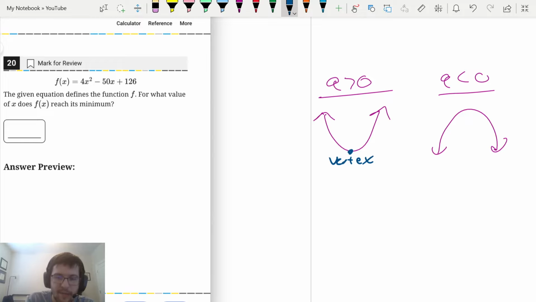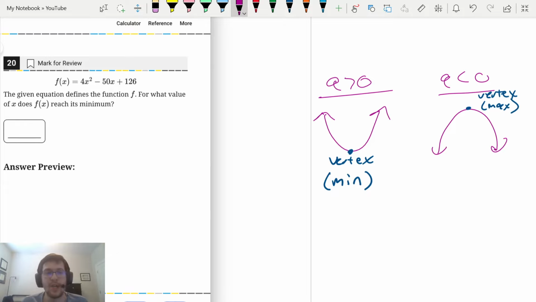So when it's facing up, the vertex is at the bottom, so the y value represents a minimum. And when it's at the tippy top like this, the y value is a maximum. So you got to know this little drawing that I just put. You got to know that by heart. And anytime you see mention of minimum or maximum, they're asking you to find the vertex. Okay.